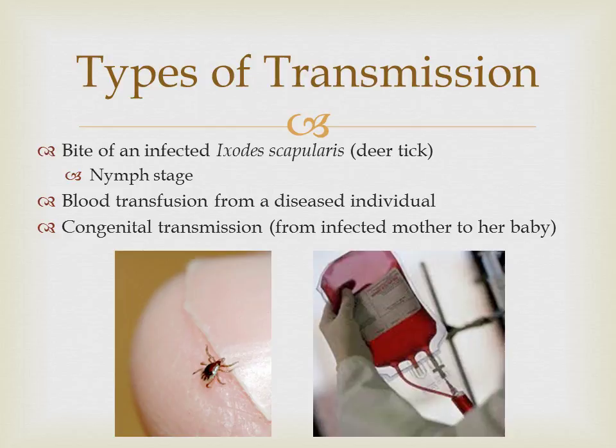There are three ways in which Babesia microti can be transmitted to humans. The most common way is by a bite of an infected deer tick at the nymph stage. A less common way is by the blood transfusion from a diseased individual to a normal individual. And a rare way is by congenital transmission, which means from the infected mother to her child.